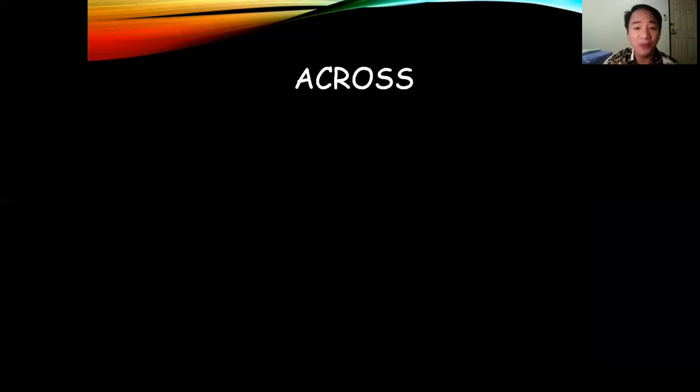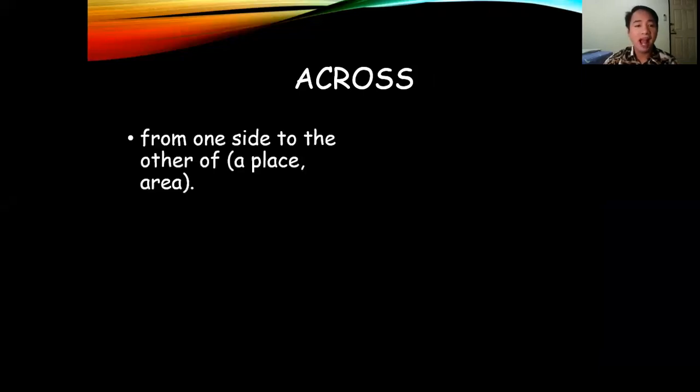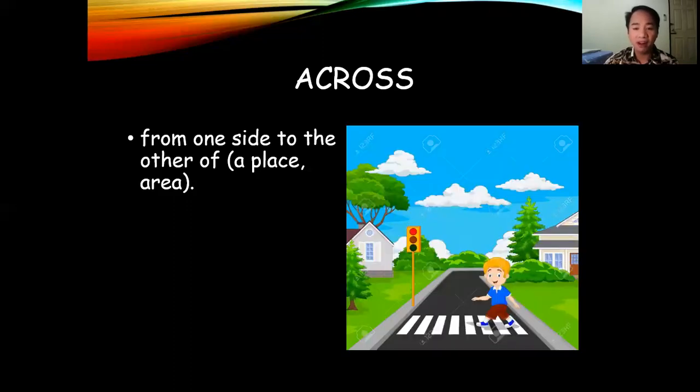Next word is across. What's the meaning of the word across? Okay, across: from one side to the other of a place or area. Again, the meaning of across is from one side to the other of a place or area. Take a look at this photo. This is an example of across. Okay, so you are going from one side of the place to the other side of the place. That is across.